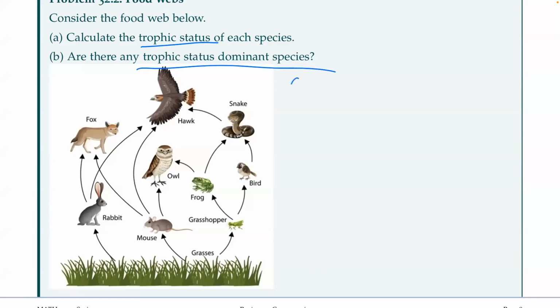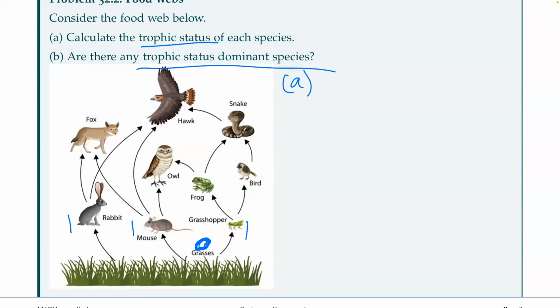So how do we work out the trophic status? Well, we know that for our primary producers, grasses in this case, their trophic status is going to be 0. And then anything that eats just this one primary producer here. So rabbits only eat grass, so they have a trophic status of 1. Mice only eat grass, and likewise grasshoppers only eat grass. So those all have trophic status 1.